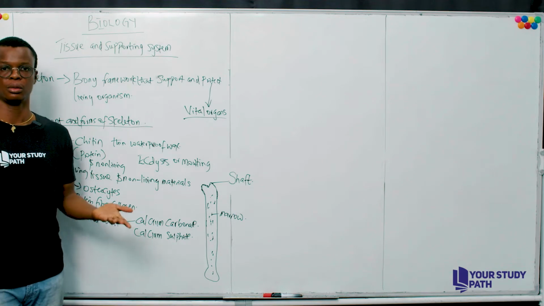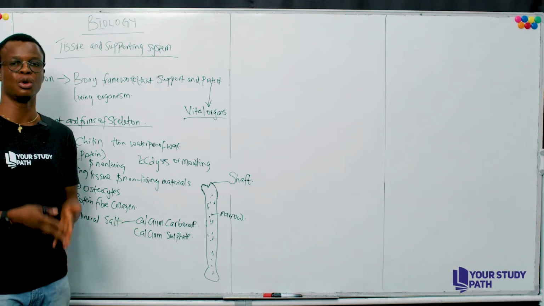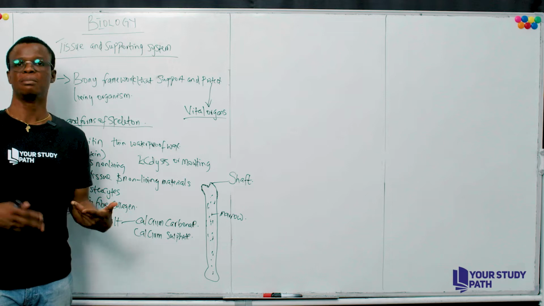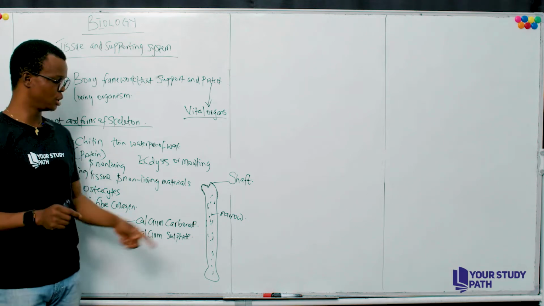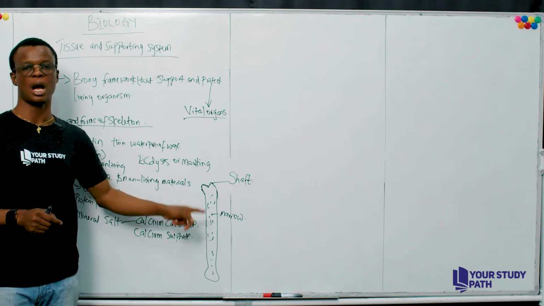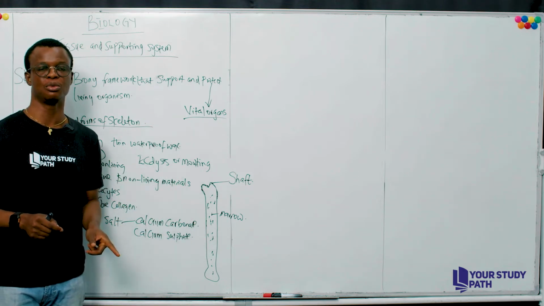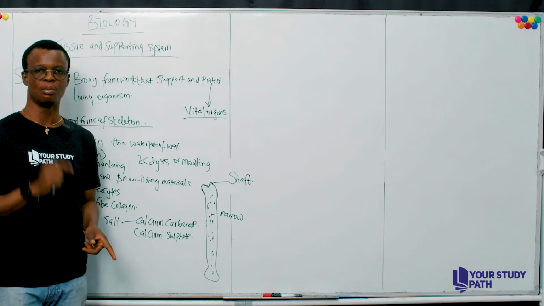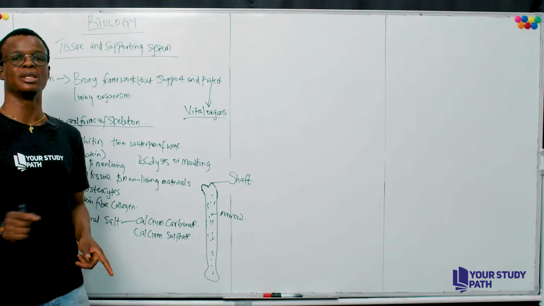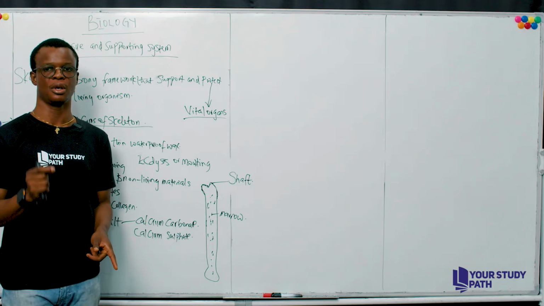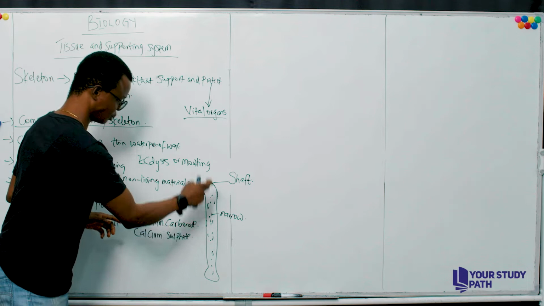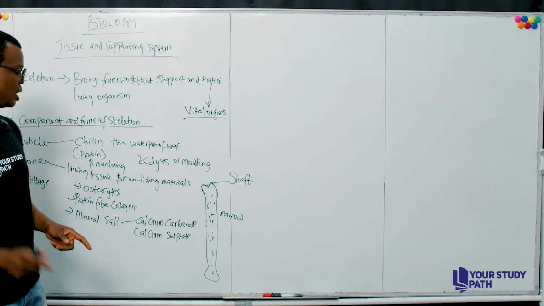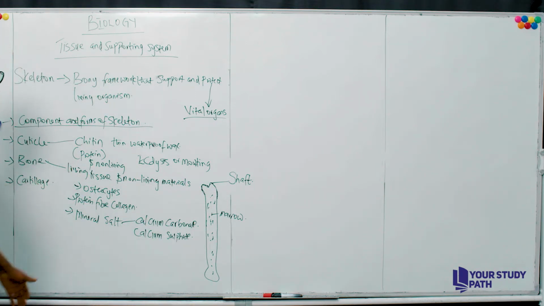And the marrow, or the bone marrow, is responsible for blood production. Remember that blood is not produced in the heart. Blood is produced in the bone marrow. However, the heart is responsible for pumping or circulating blood around the body during systemic circulation. Right? So that's the difference between the marrow and the heart. These are the materials that are found in the bone.